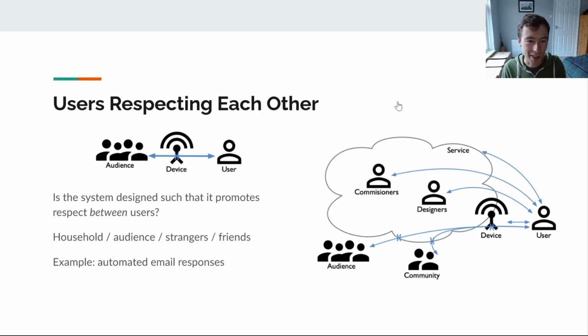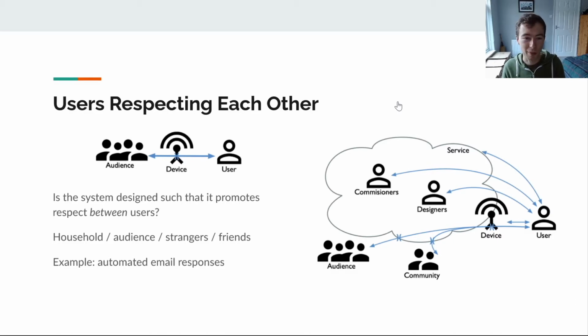We can similarly ask for systems that facilitate or mediate communication between people. Do they promote respect between those users of the system? For a smart home device, this might be members of a household. For online platforms, this could be an audience. But maybe on forums, social networks, you've also got strangers and friends.